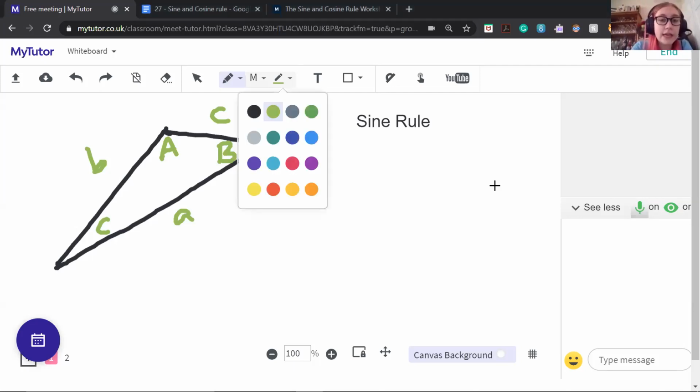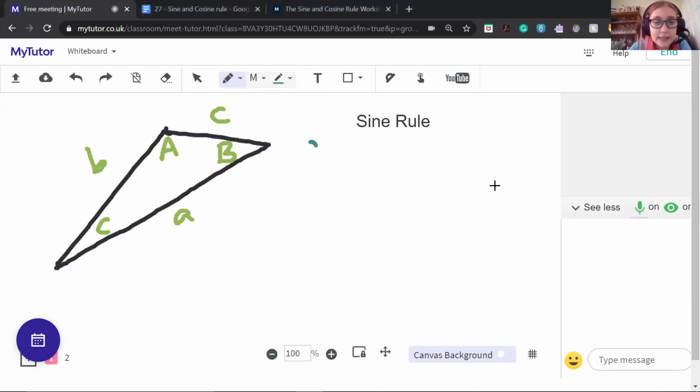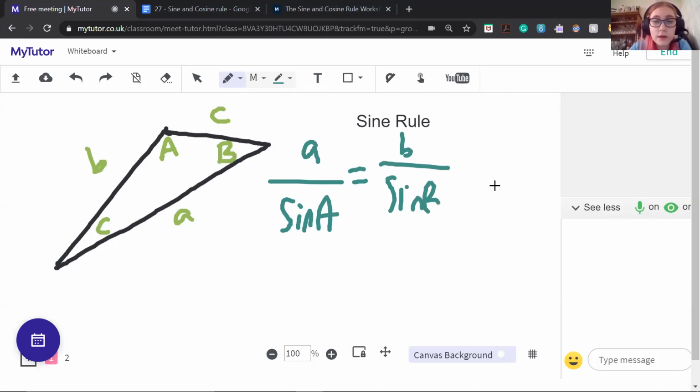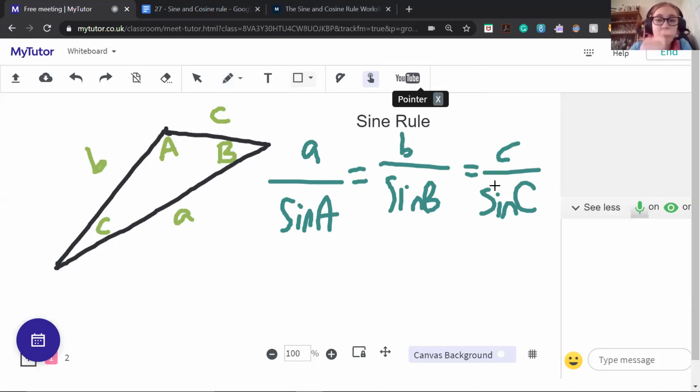And then what the sine rule says is this. It says that a over sine A equals b over sine B equals c over sine C. So what that means is you'll only ever really use two of these together, but basically it means that for every single side, the side over the sine of its angle is the same. So the ratio of the sides and the sines of the angles is the same, which I think is really cool, and it seems weird, that relationship between them.